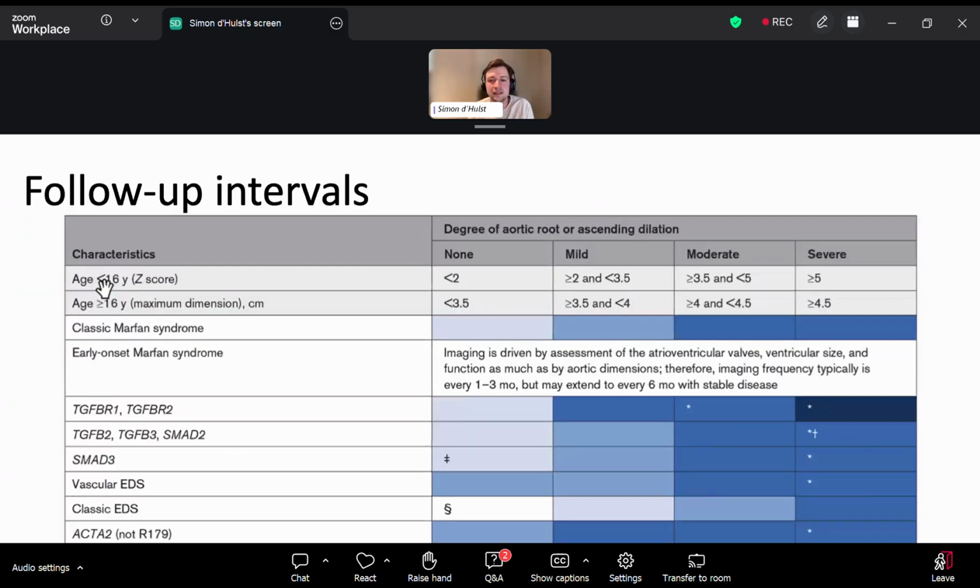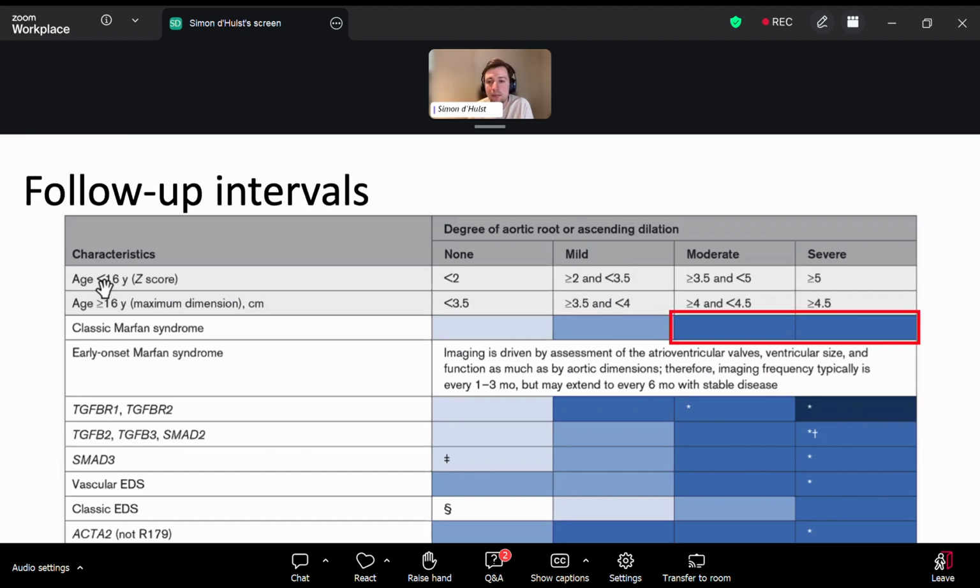Follow-up intervals vary slightly between guidelines. For example, whether intervals longer than 1 year can be justified or not, which is, for example, not mentioned in the European guidelines for fibrillin-1 aortopathies. In general, yearly follow-up is recommended with more frequent visits once moderate dilatation is present, or in patients with high-risk genetic variants such as TGF-beta receptor 1s and 2s and ACTA2 aortopathies. We're also going to start following them up more frequently much earlier on.